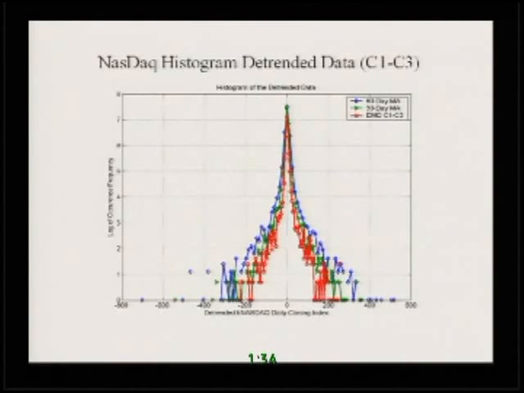When you look at the distribution of the variation, you find that the distribution on the left is much narrower by EMD compared with all the others.